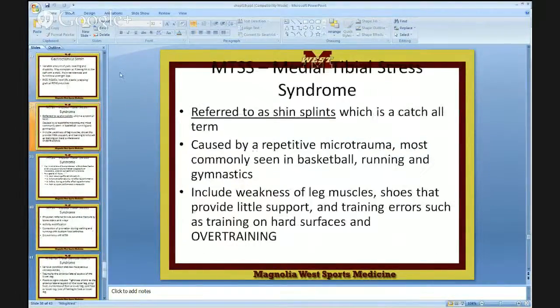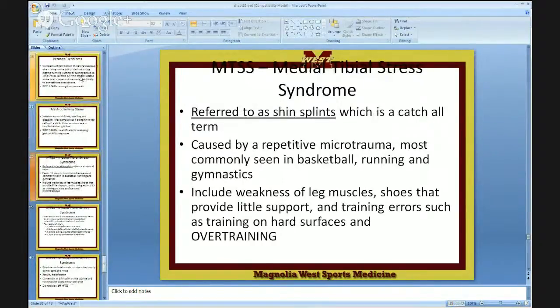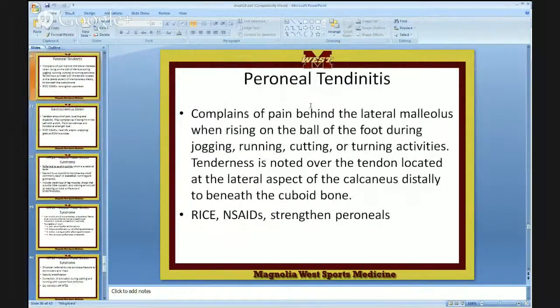Let's go to 36. We just passed that little bugger. There he is. Peroneal tendinitis. Remember Jose? Complains of pain behind the lateral malleolus when rising on the ball of the foot during jogging, running, cutting, and turning activities. Tenderness is noted over the tendon located at the lateral aspect of the calcaneus distally to beneath the cuboid bone. These symptoms are of peroneal tendinitis.